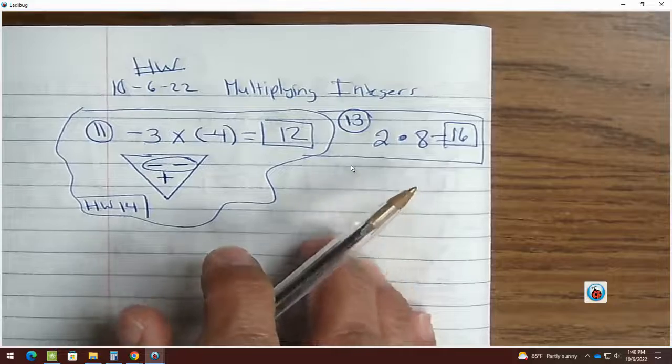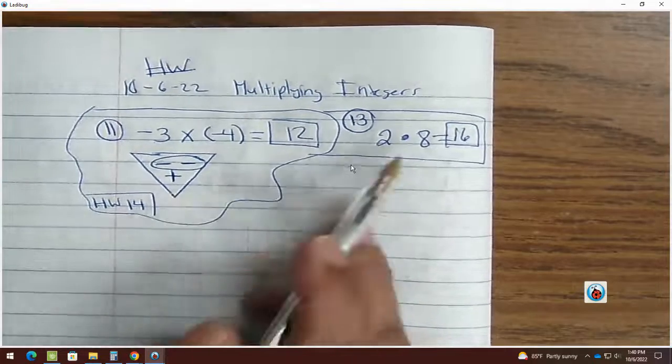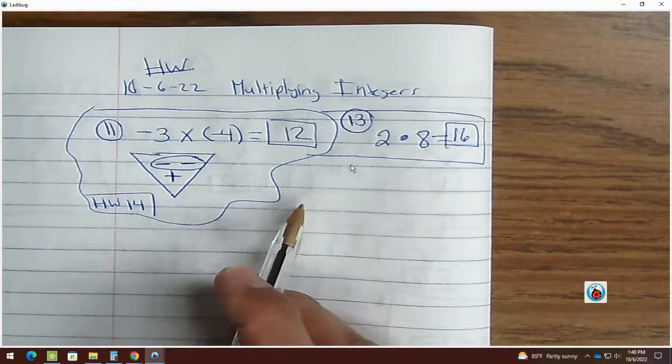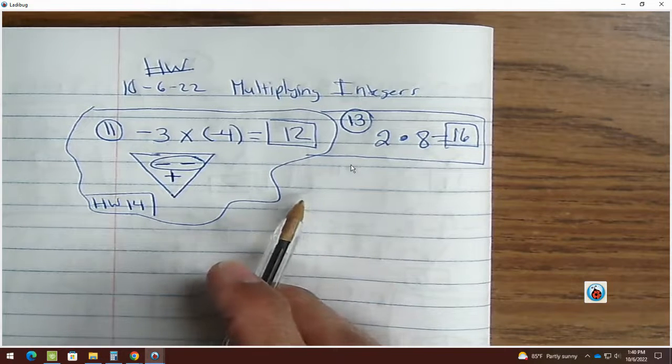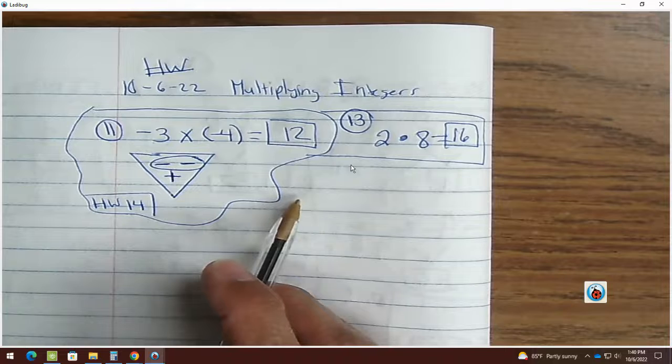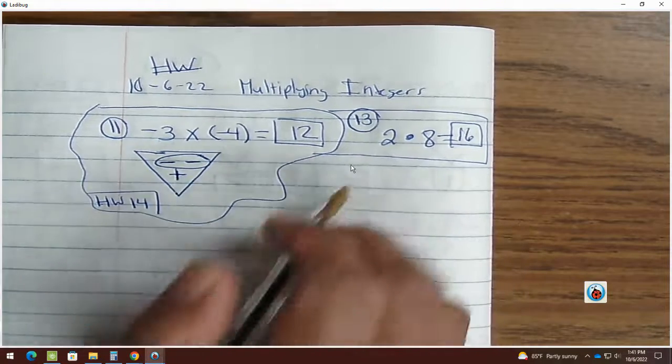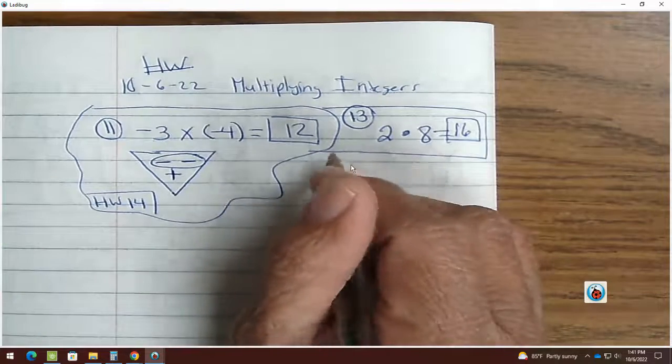Si no hay negativo, pues no necesitas el Dorito Man. ¿Para qué? Es positiva la respuesta, ya terminé. Okay? Question number 13. Por homework no va a haber ninguna como number 13 porque está muy fácil. ¿Para qué te voy a dar más de esas? Está muy fácil. So let's do the next one, number 15.